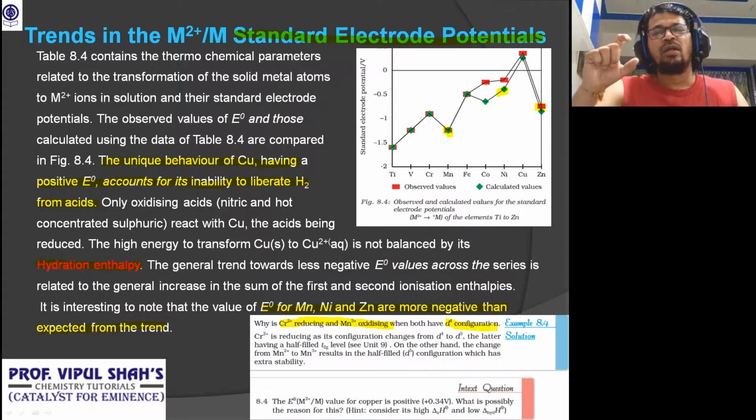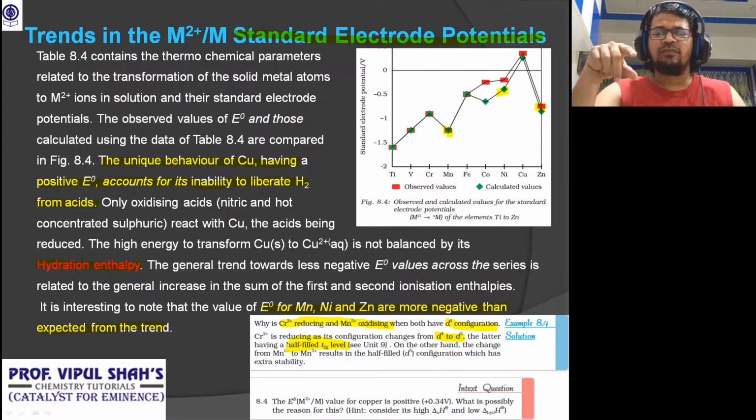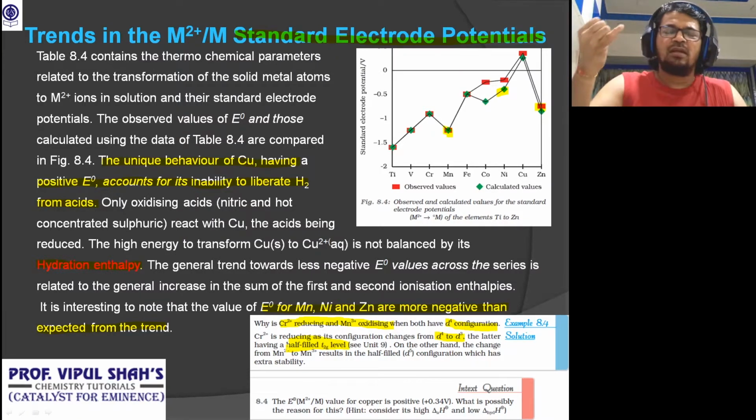I'll explain it a little; it goes into the depth of coordination compounds, a chapter that is going to come ahead with respect to complexes. See here. It says Cr2+ changes from d4 to d3. It says the latter has half-filled t2g orbitals. The t2g is in unit 9, coordination compounds. Now what is t2g? Listen to this carefully. The d subshell has five d orbitals: dx2-y2, dz2, dxy, dyz, dxz.